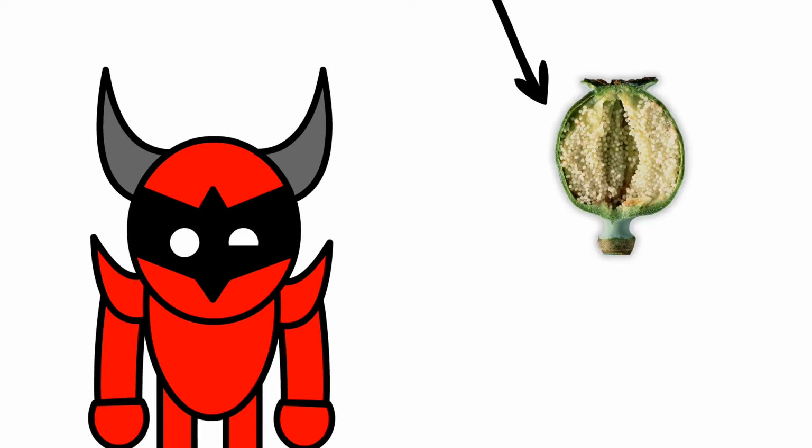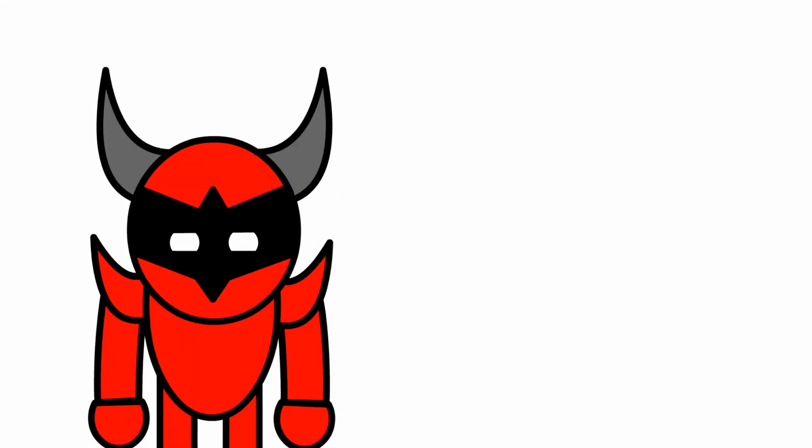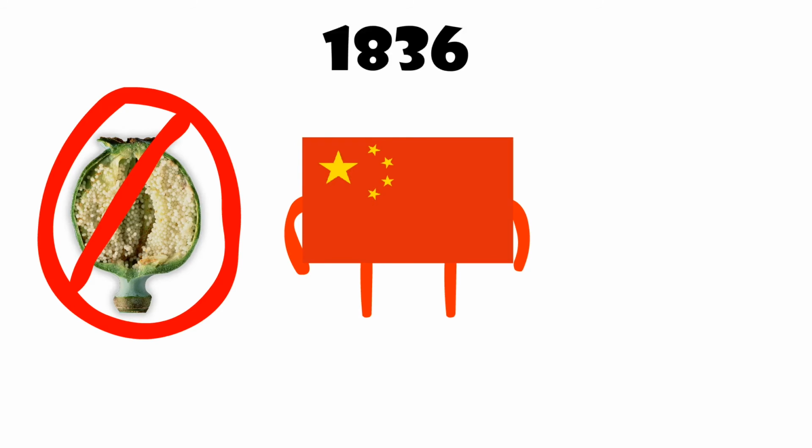Or specifically, opium. In case you didn't know, this stuff isn't good for your body. It slows the messages from your brain to your body. This can cause reduction in heart rate, which in turn slows down your breathing, as well as loss of appetite and reflexes. This led to a lot of addiction. The Chinese realized this and called a ban on it in 1836.